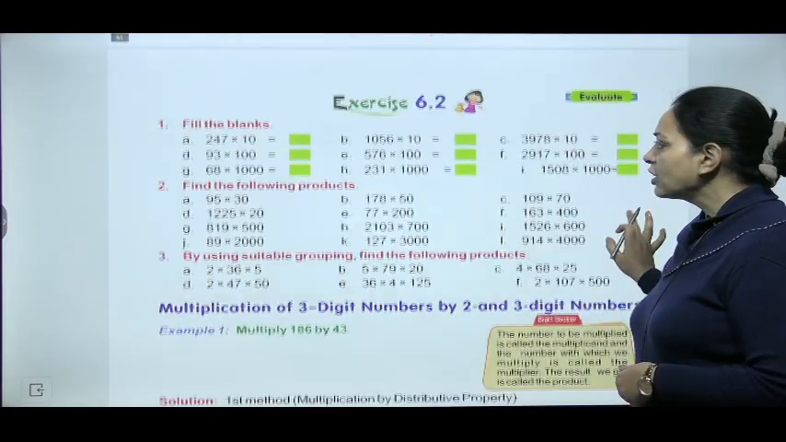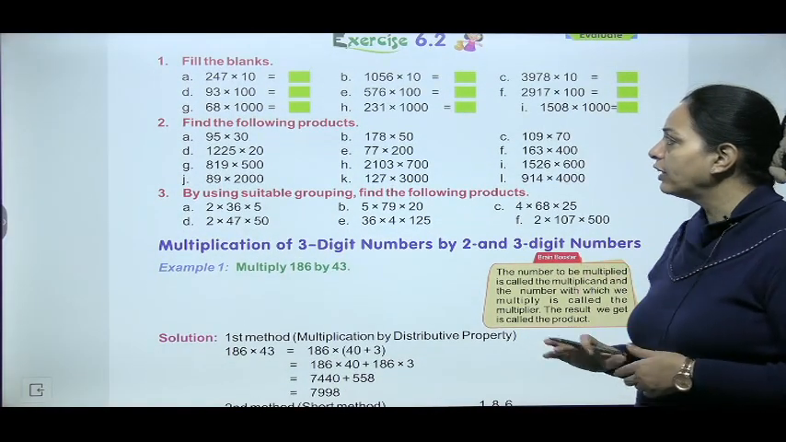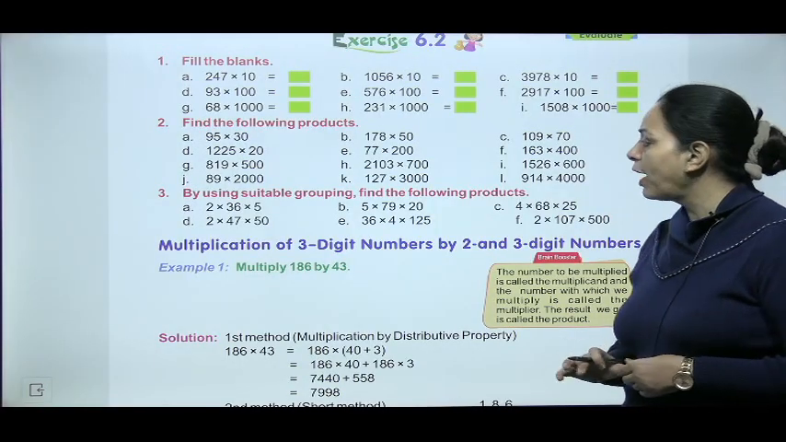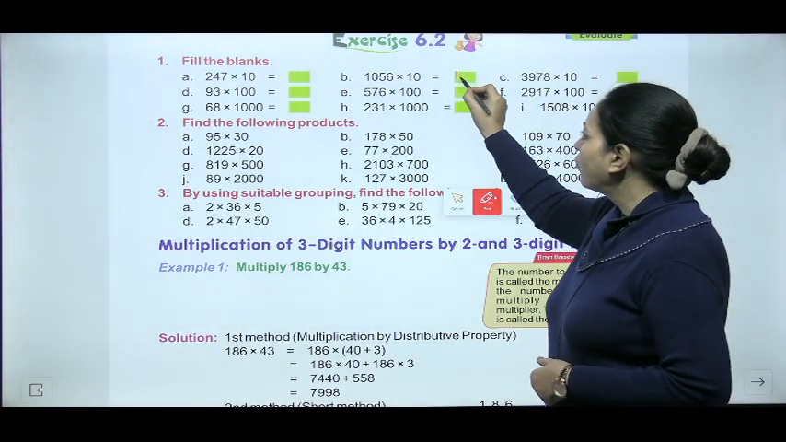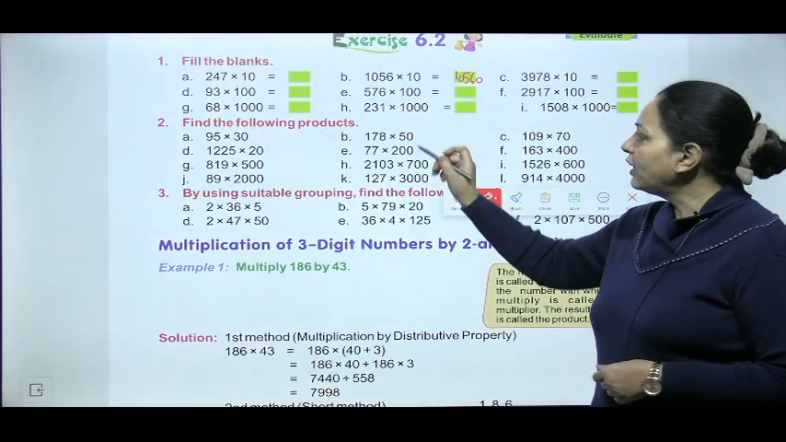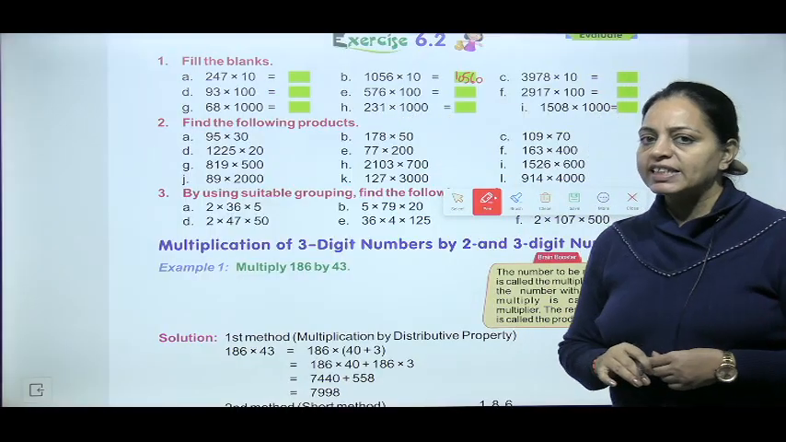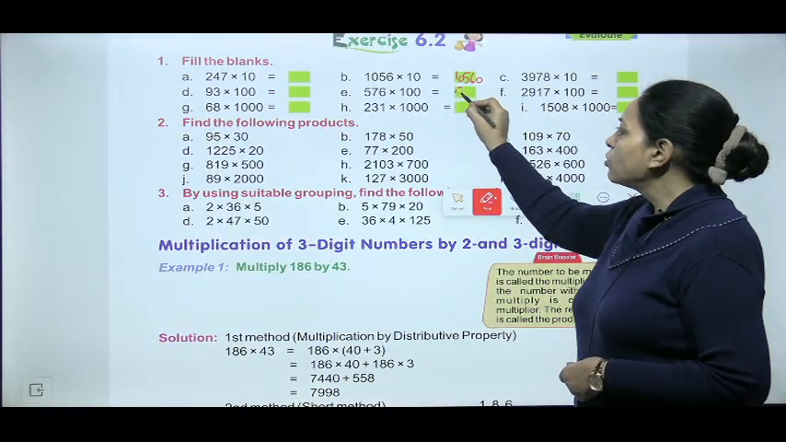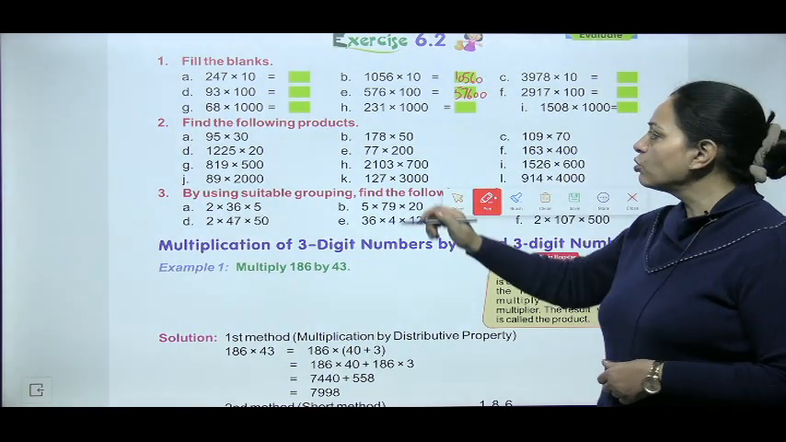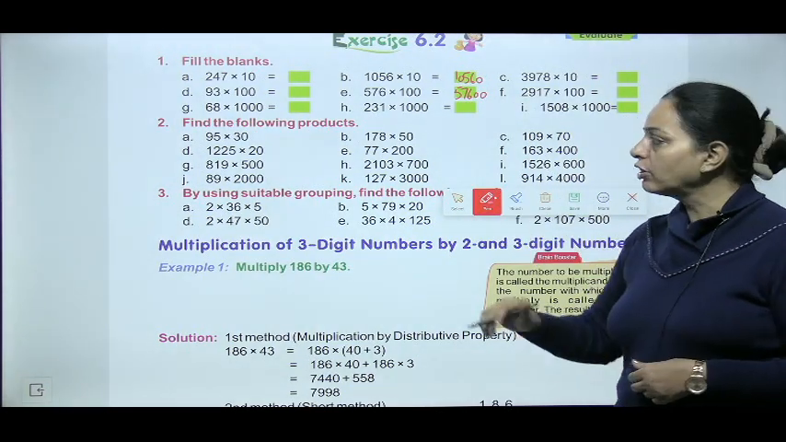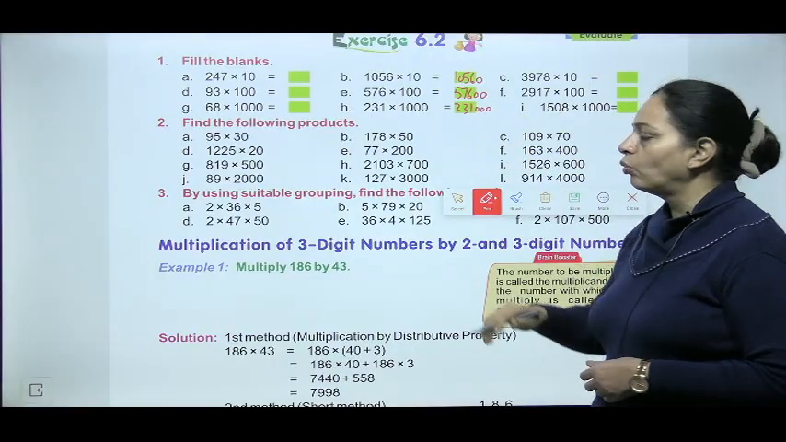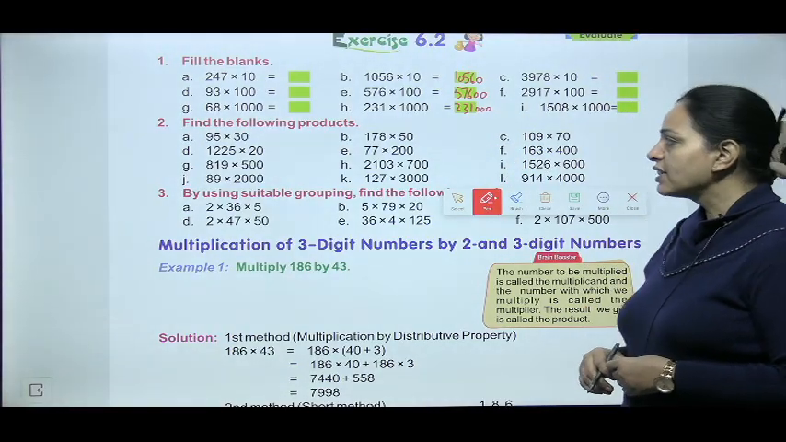Now exercise 6.2, question number 1, filling the blanks. Like B part, 1056 multiplied by 10. So what will you get? 1056 and at the last 1 0. Like E part, 576 multiplied by 100. So 576 and 2 0s. Then H part, 231 multiplied by 1000. So 231 and then 3 0s, like this. Okay, I hope this is clear to you.